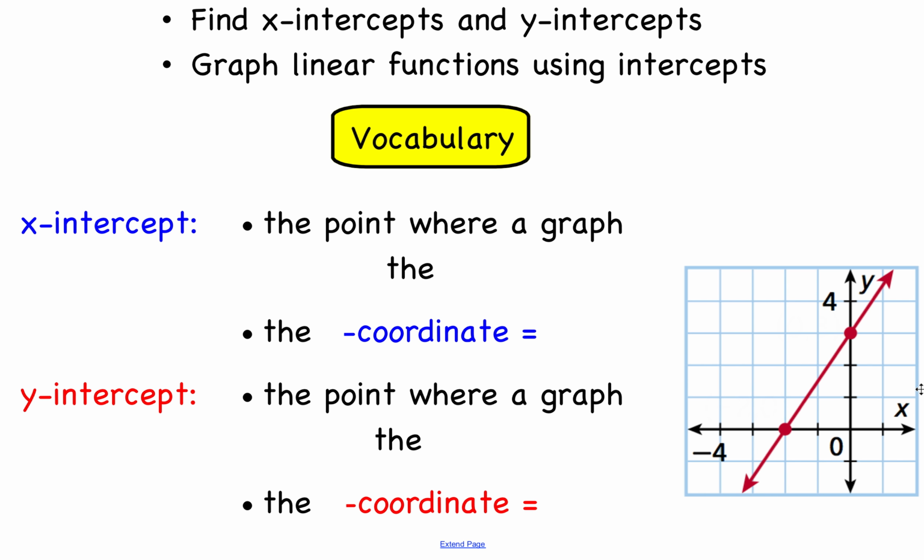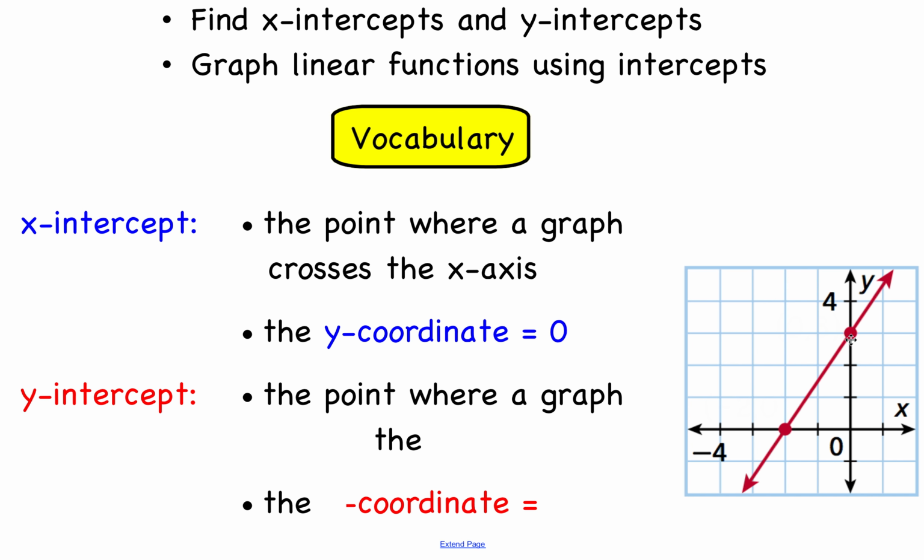First of all, we need to figure out what an intercept is. An intercept is a point where the graph crosses an axis. So the x-intercept is the point where it crosses the x-axis. It's also referred to as the x-coordinate when the y-coordinate is equal to 0, that gives us our x-intercept.